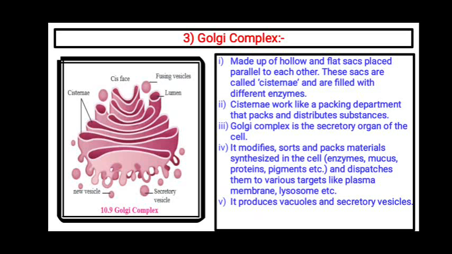Golgi complex also helps in producing vacuoles and secretory vesicles. And it helps in the formation of cell wall, plasma membrane and lysosomes.